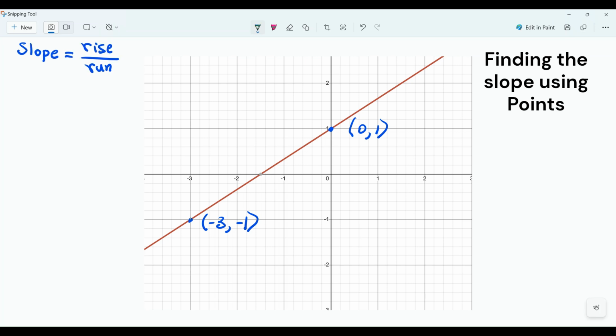So how can I know how far I am going up without counting? And how would I know how far I need to go over without counting the steps? All you have to do is subtract 1 from -1. So if you do 1 minus -1, you have a double negative here, so we'll make it positive. So 1 plus 1 would be 2. Basically, this is known as y2 minus y1.